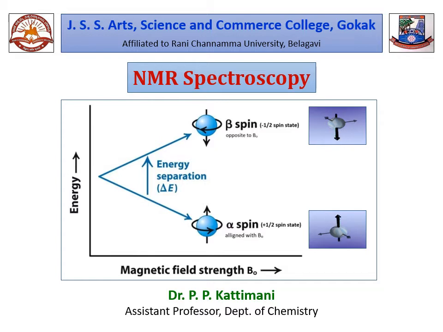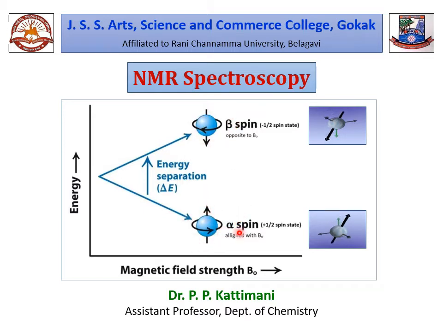The GIF we are seeing in this slide tells the fundamentals of proton NMR spectroscopy. So we know that a proton, in particular a hydrogen nucleus, acts as a magnet. Therefore, in the presence of an external magnetic field B naught, a proton can have two allowed spin states.